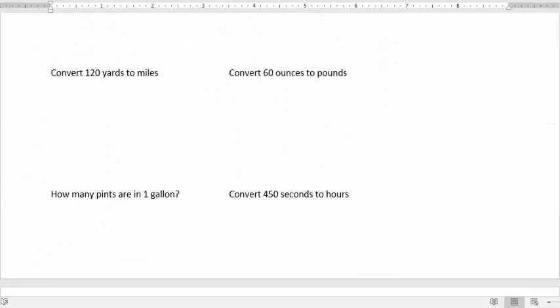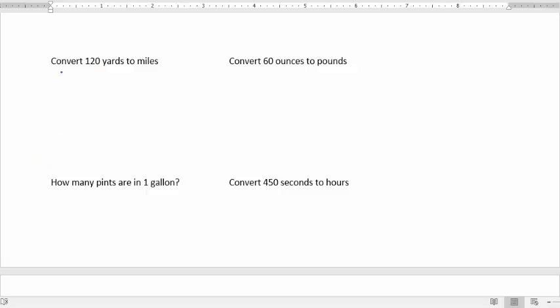So what we're going to do is, again, you always start with what you're given. So you're going to write 120 yards over 1, and I'm going to multiply this by the conversion that goes from yards to feet, right? So it's 3 feet equals 1 yard. I'm going to write 1 yard down there because, again, I want it to cancel, and 3 feet on top. So if I stop now, yards would cancel and my answer would be in feet, but I want miles.